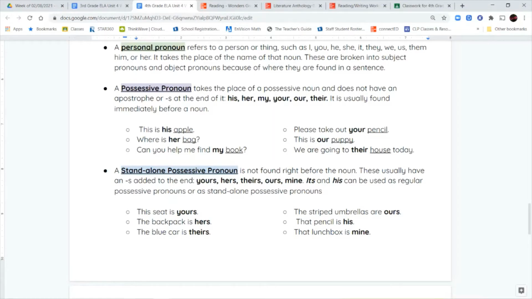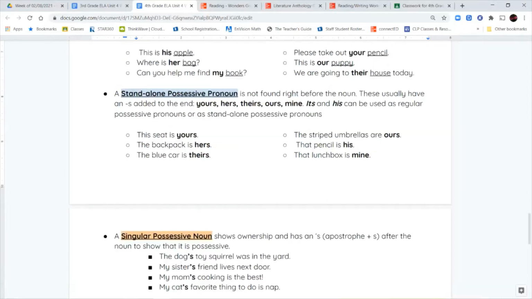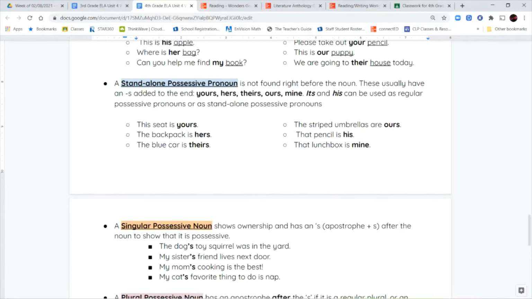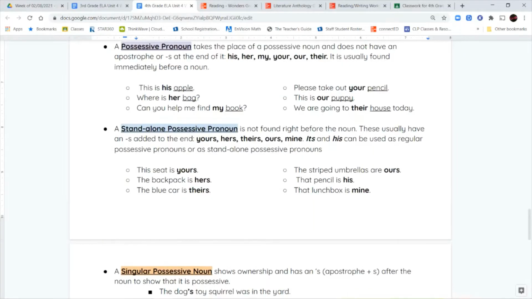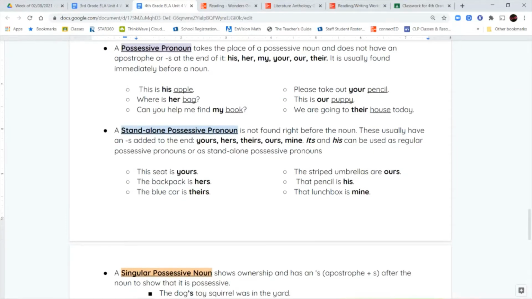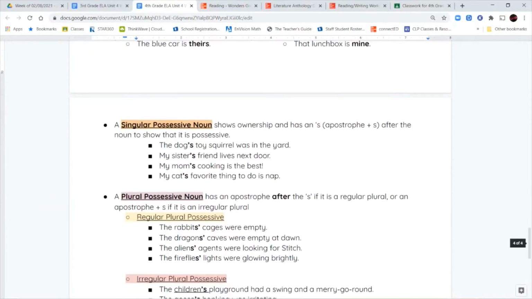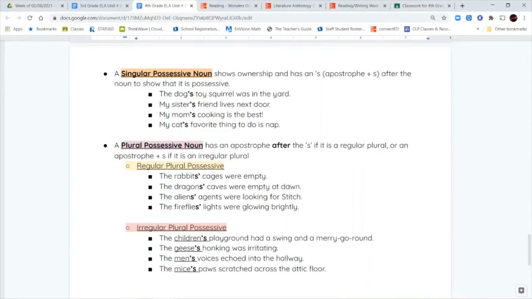The backpack is hers. The blue car is theirs. The striped umbrellas are ours. That pencil is his. That lunchbox is mine. So we looked at possessive pronouns that come right before a noun and standalone possessive pronouns. Now let's talk about just possessive nouns. So not in pronoun form, in the regular noun form.